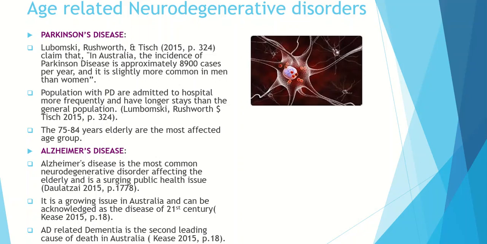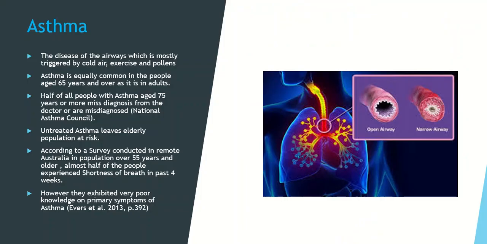The second one is Alzheimer's disease. Alzheimer's disease is the most common neurodegenerative disorder as well, and it affects the elderly population and is a surging public health issue. It can also be considered the disease of the 21st century. Alzheimer's disease and related dementia is the second leading cause of death in Australia.